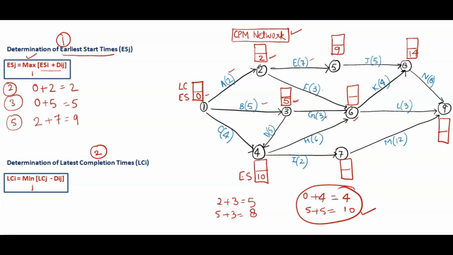If for any node there are many activities coming towards that node, then you have to find out the ES for each and select the maximum. For the 6th node, now we have this H activity, 10 plus 6. So for the 6th we have 3 activities, out of which we select the maximum. 16 is the maximum. Like this we will do. Then the next node is 7. For the 7th node we only have I activity, that is 10 plus 2. So 12 will come here.